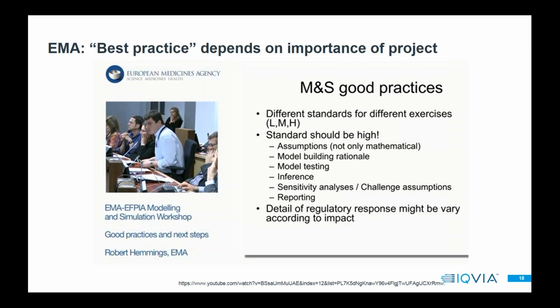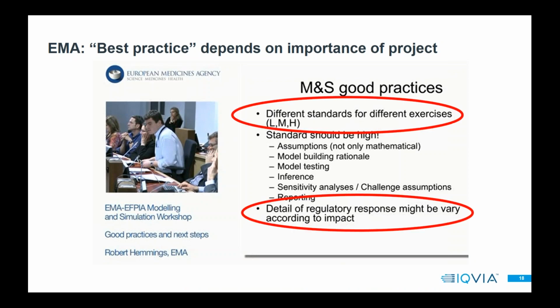He notes that different uses of modeling and simulation differ in terms of their impact on decision making, and argues that there may well be different standards applicable in terms of good practice for different exercises, depending on, say, whether they're low, medium, or high impact. He was, I guess, primarily thinking of the regulatory point of view, but it's true also of internal decision making, I think. And he noted that the detail of regulatory response might vary according to the impact of the modeling and simulation results.